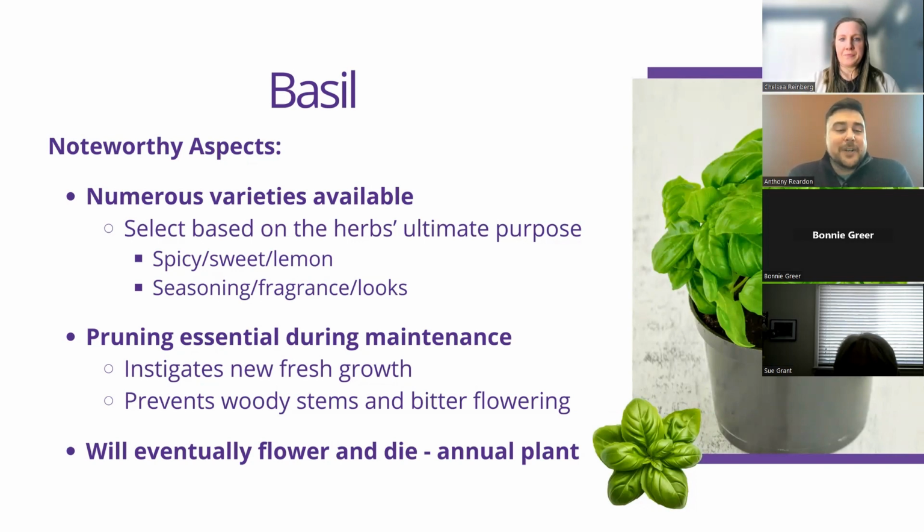Pruning is essential during maintenance with this one. This is going to prevent your woody stems. Woody stems are what is going to lead to bitter flowering. Okay, so anytime that your basil is flowering, it's going to be making your plant bitter. So pruning this plant backwards or back in general is going to help your plants stay fresh and stay desirable.